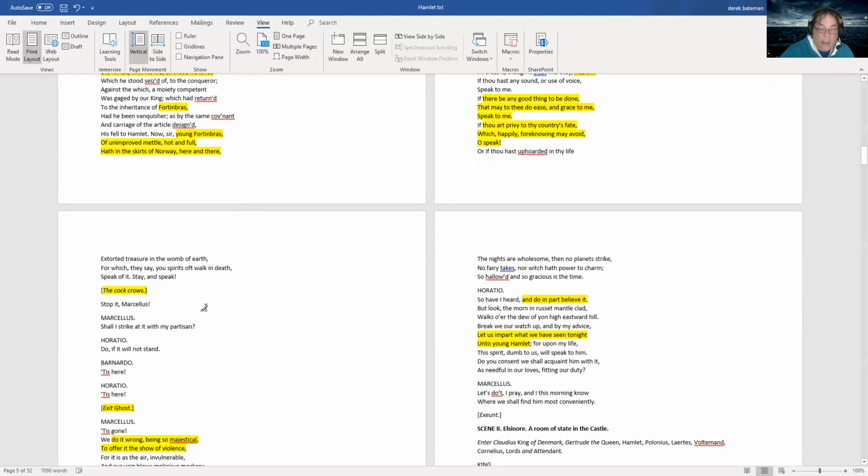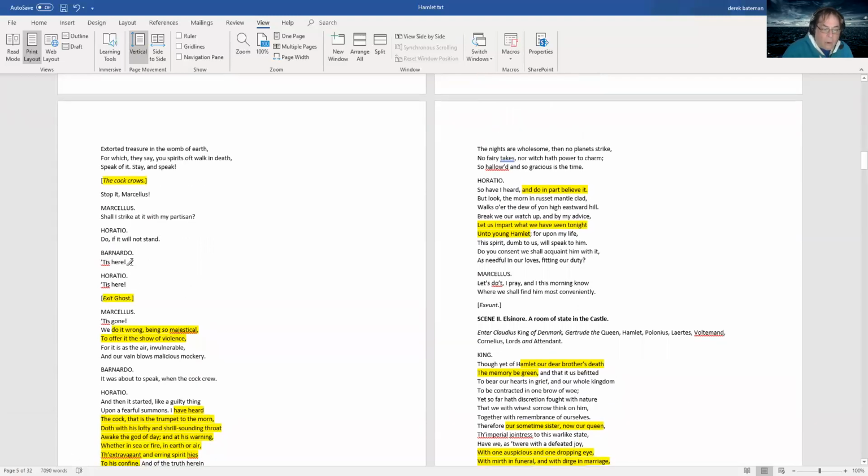Now Marcellus says, "Shall I strike it with my partisan?" It's like a big spear. Horatio says, "Do, if it will not stand." Right now, what do we do? It's not answering us. We need to know what it is, what it's trying to tell us, if anything. Now they're in their uncertainty of how to deal with this. What do we do? What do we do? Should I hit it? It's a ghost. And Horatio even said, do if it will not stand.